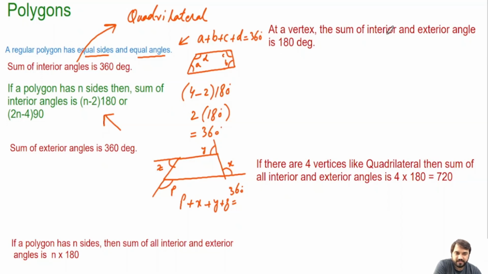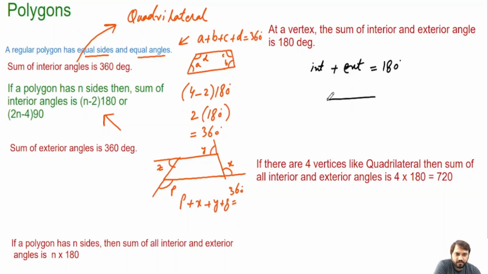Next point is that at a vertex, the sum of interior and exterior angle is 180 degrees. Let me clarify. I have told you that if we are talking about the quadrilateral, then the sum of the interior angles would be 360 degrees. But if you have a pentagon or hexagon, then it varies. But the exterior angles in any polygon sum to 360 degrees. So here, at a vertex, interior plus exterior angle is equal to 180 degrees.